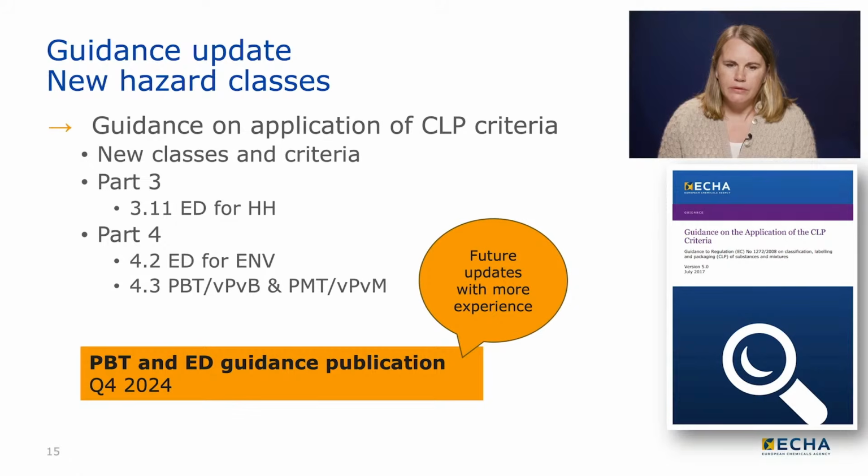Following the introduction of the new hazard classes into CLP, the guidance on the application of the CLP criteria has been updated. The new guidance outlines the hazard classes and has been developed by experts from ECHA, EU member states, EU-level non-governmental organizations and associations, as well as other nominated experts. The updated guidance will be published in November 2024. Please note that experience with the criteria might lead to updates of the guidance in the future.